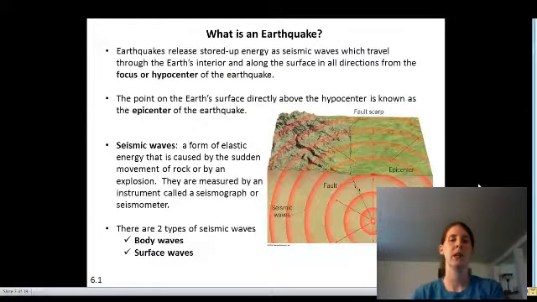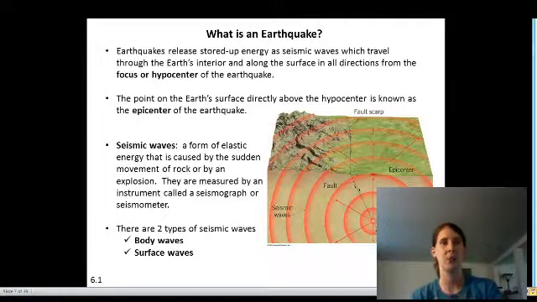So, like I said, earthquakes release this stored up seismic energy, and they travel in all directions from what is called the focus or the hypocenter of the earthquake. So the hypocenter is actually where the earthquake occurs. That's where this release of energy happens.